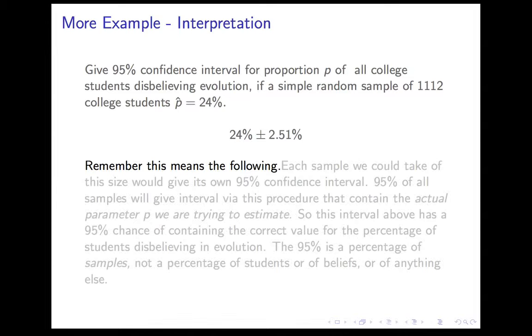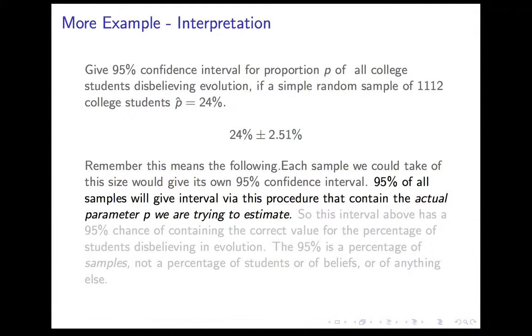It is subtle. Remember, each sample we could take of this size produces a confidence interval. So you should think of thousands of people going off and taking their own sample of college students. Each person gets a different interval because they ask different people, slightly different intervals. 95% of those intervals, so 95% of samples, will produce an interval that contains the actual parameter we're looking for. We'll never know what that parameter is, so we don't know which 95%, but we can be very sure that 95% of them will manage to contain that unknown number.